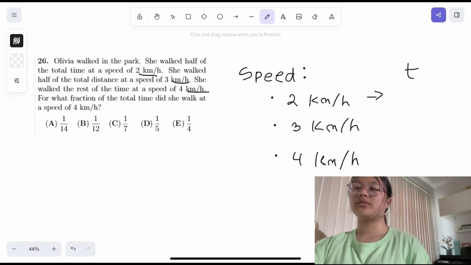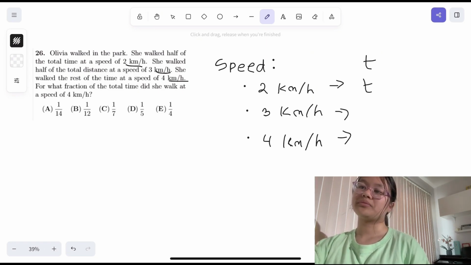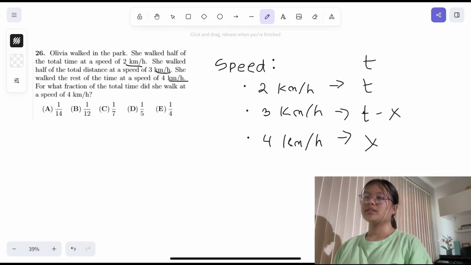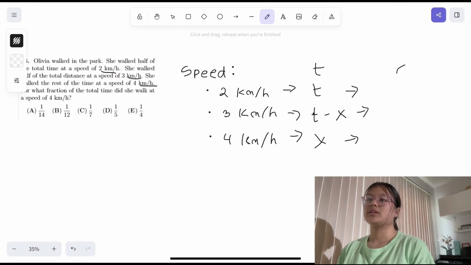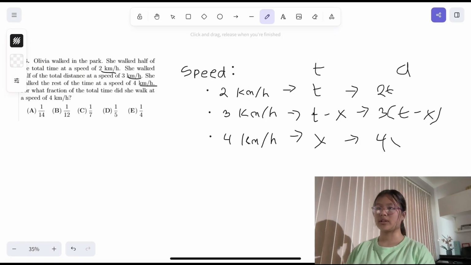So then for 3 kilometers per hour, she says she walked half the total distance. So for her time, it's t minus x, and then for kilometers per hour, it's just x because it's the rest of the time. So now for distance, I'm gonna put d on the top. So then distance, we just multiply, so 2t, and then 3t minus x, and then 4x.